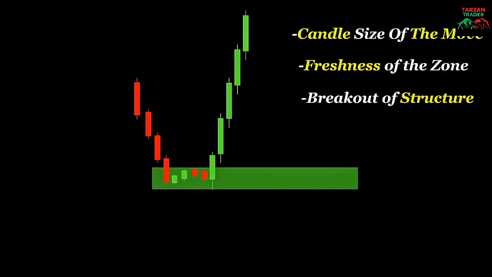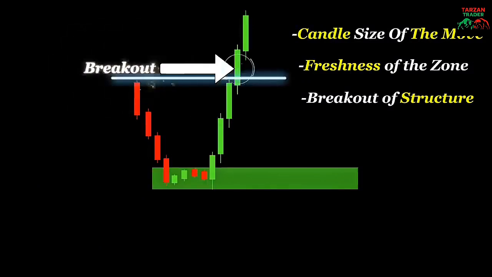The third factor is the breakout of structure. When identifying strong supply or demand zones, look for moves that break through key levels of market structure, such as previous highs or lows. A breakout of structure signals that smart money is behind the move, as they push the market beyond these levels to trap retail traders and trigger their stop losses. When the market breaks through structure, it's not just a random move, it's a clear sign that institutions are driving the price action, creating a strong zone. These breakouts indicate a shift in market dynamics, and they provide you with high-probability trading opportunities.